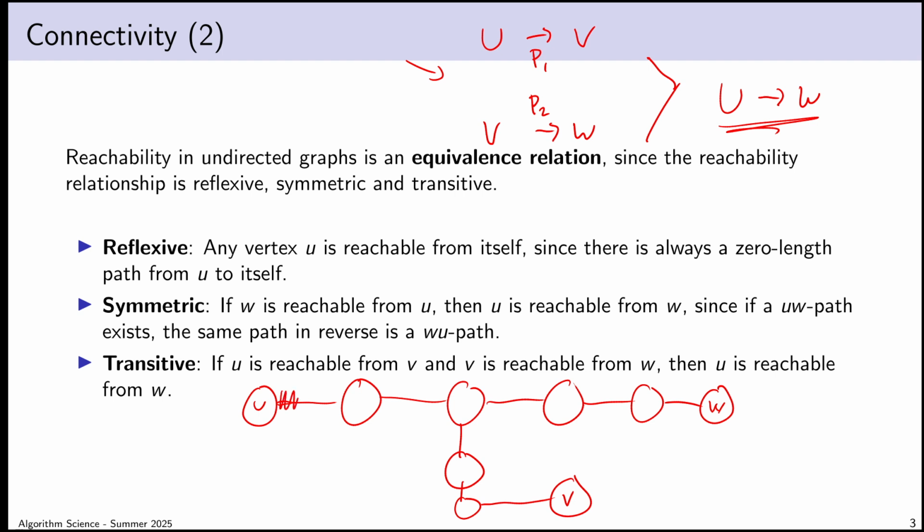Because if I think about the path P1, which is to wander from U all the way down to V here, and then I think about the path P2, well, P2 actually contains some of the same edges as P1. So creating a path from U to W isn't as easy as just jamming together the path from U to V with the path from V to W. I have to do a bit of extra bookkeeping to eliminate the overlap, which is fine. I could do that, but it's a bit of a pain. So it's easier in that case just to use the transitive property of the reachability relationship.